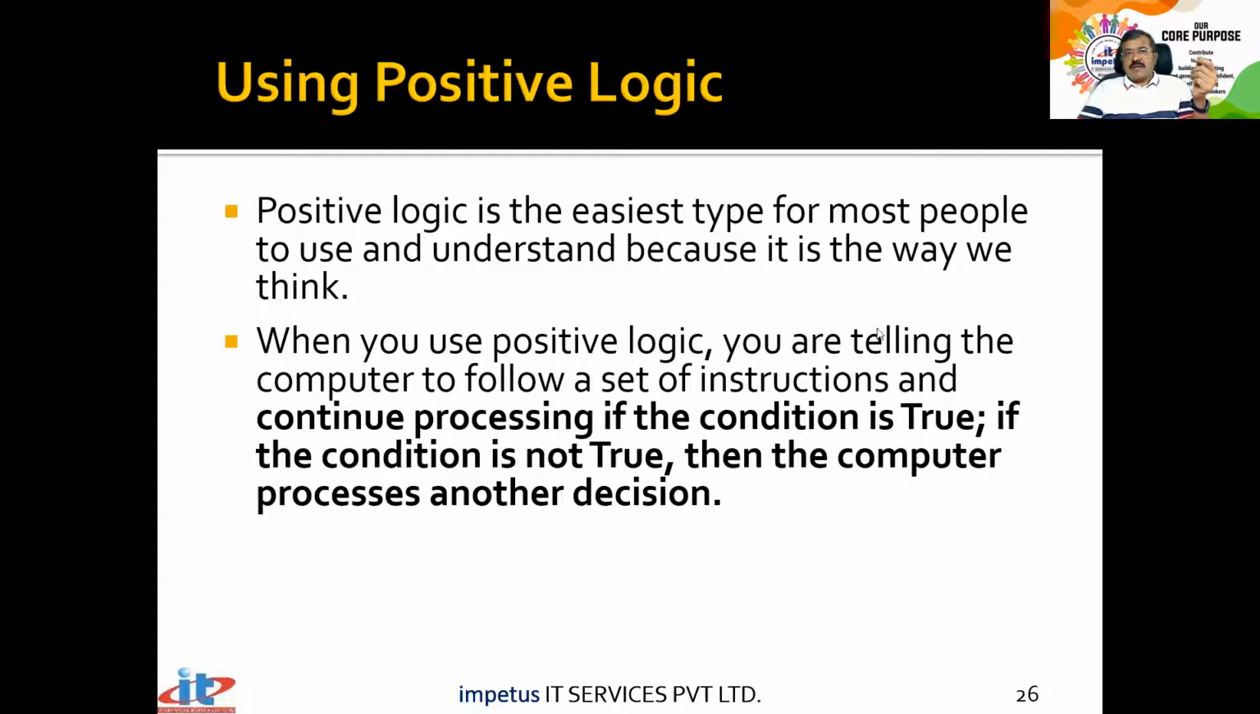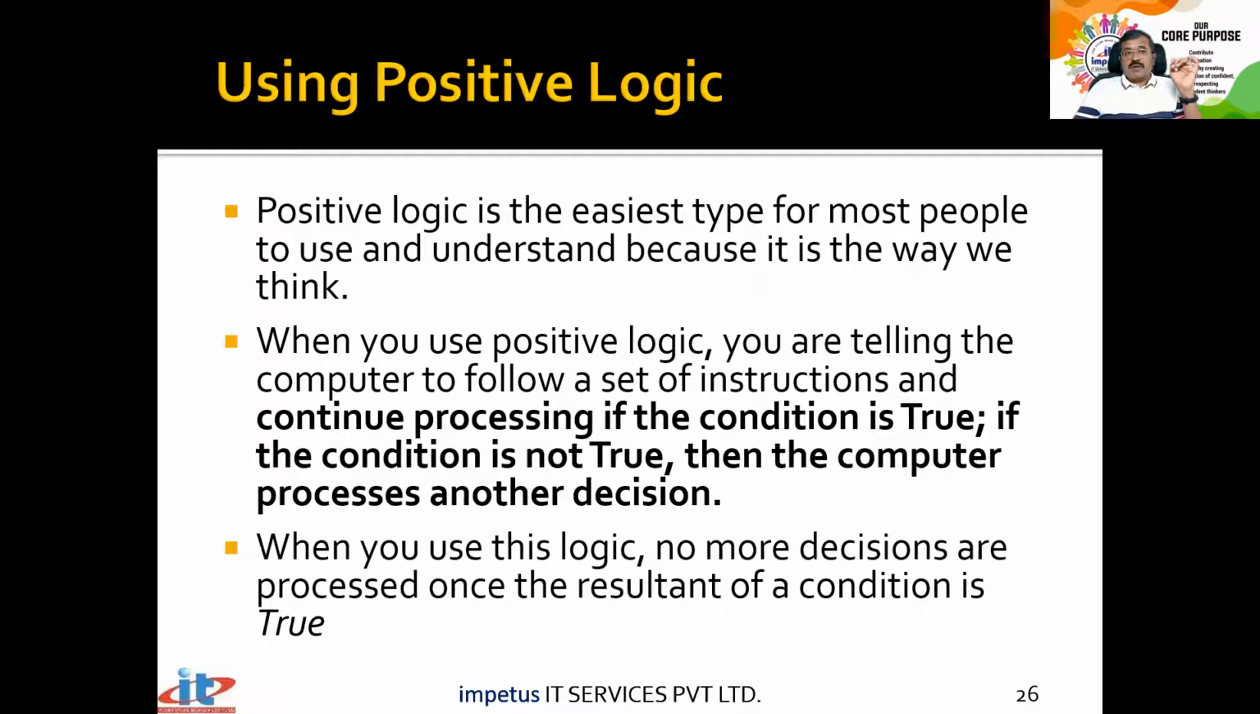When you use positive logic, you are telling the computer to follow a set of instructions and continue processing if the condition is true. That means if the condition is true, go ahead and do the next operation. If the condition is not true, then the computer processes another instruction decision. That means if the condition is false, you have to do something else. That means another condition is to be checked only if the previous condition is not true. You can use this logic.